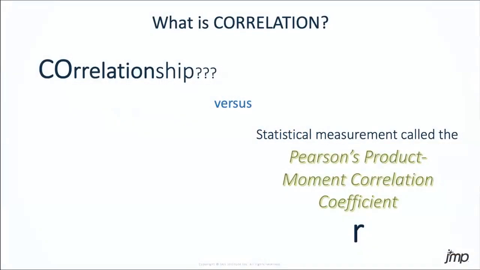In common language, we use the word correlation kind of just to mean a relationship between two things, like a co-relationship. But there's actually a very statistical meaning for something called the Pearson's product moment correlation coefficient, which we abbreviate with this lowercase r.